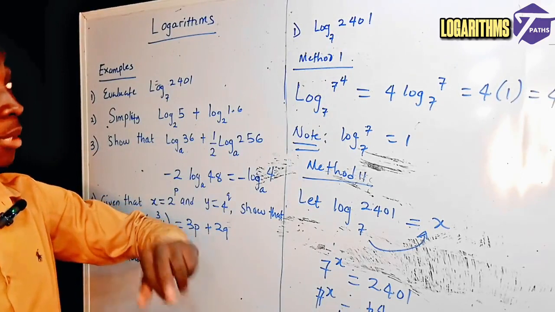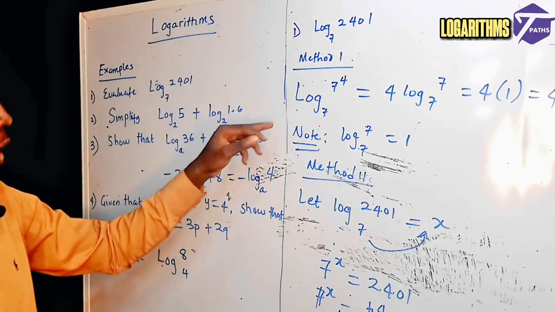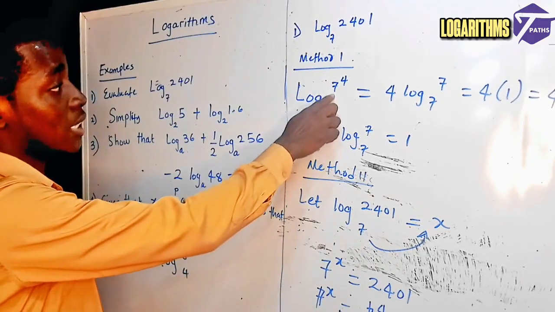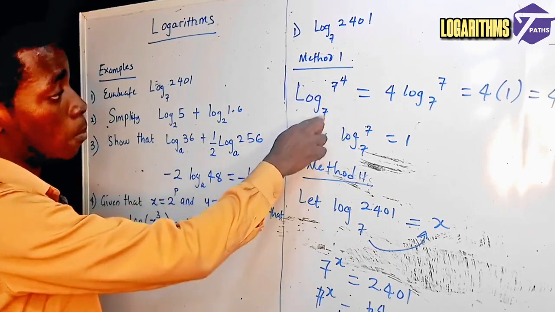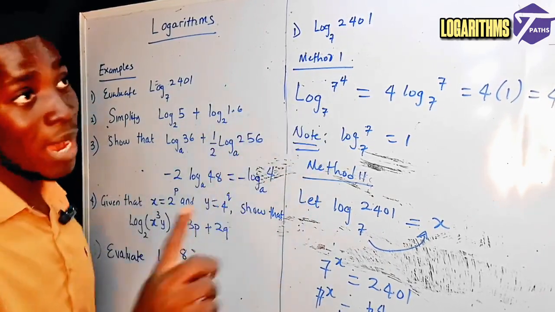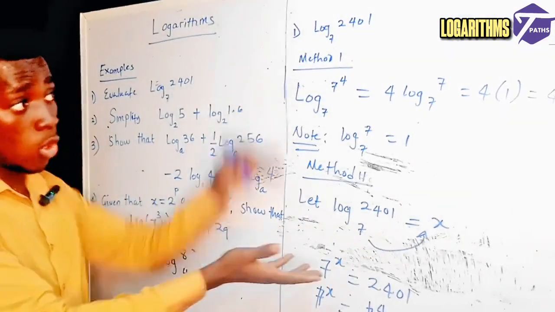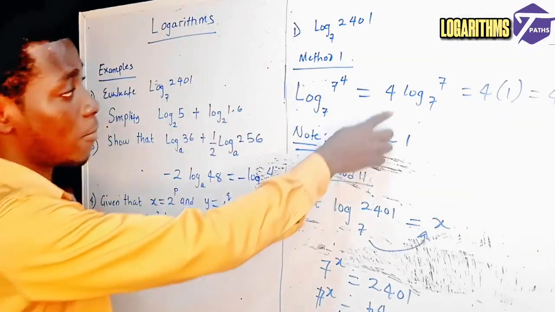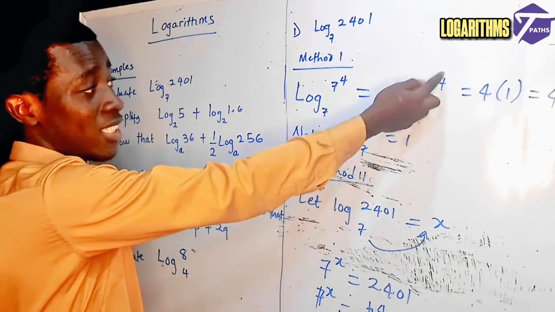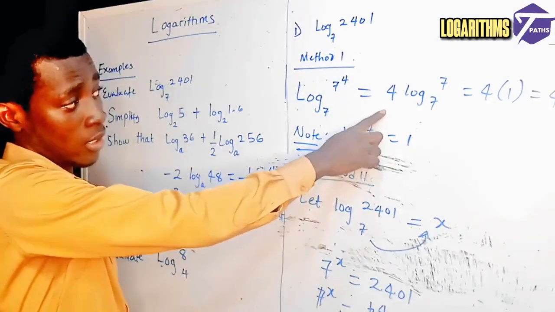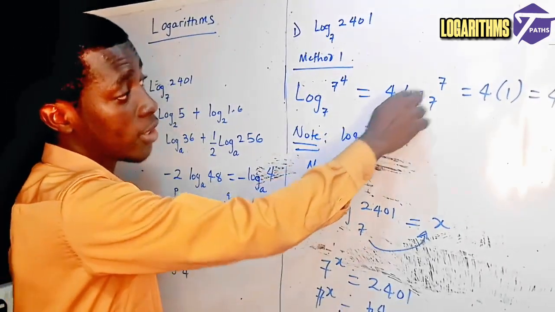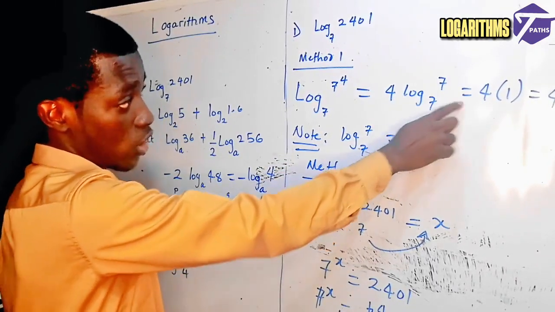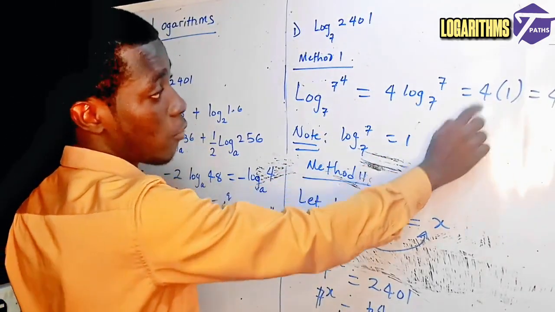2401. 7 times 7 times 7 times 7 will give you 2401. So I have log 7 raised to power 4 base 7. Remember the fourth law I gave you, the laws I listed. If I have something raised to power, that means the power can come down. Then I have 4 log 7 base 7 is equals to 4 times 1. And that 4 times 1 is 4.